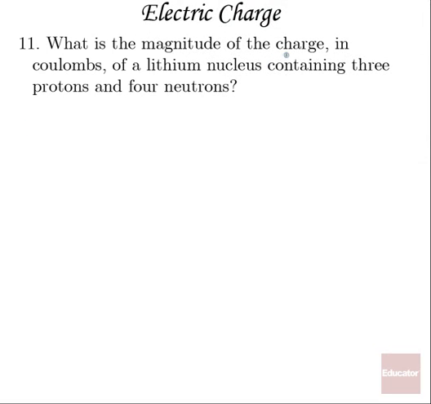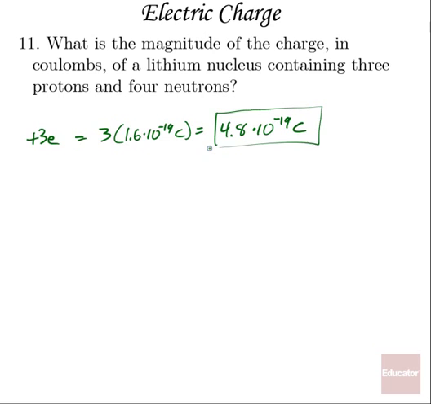What is the magnitude of the charge in coulombs of a lithium nucleus containing 3 protons and 4 neutrons? Well, from the 3 protons, we get a charge of plus 3 elementary charges, and the neutrons have no charge, so that's going to be 3 times 1.6 times 10 to the minus 19 coulombs, or 4.8 times 10 to the minus 19 coulombs.